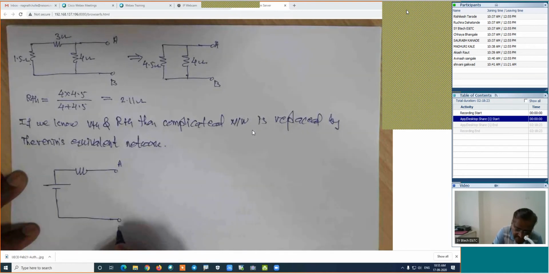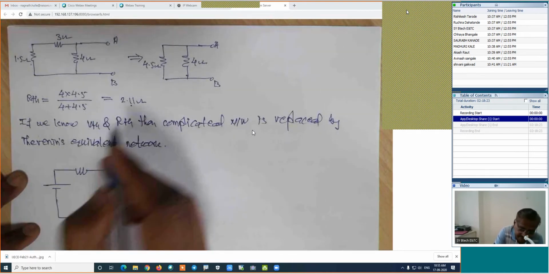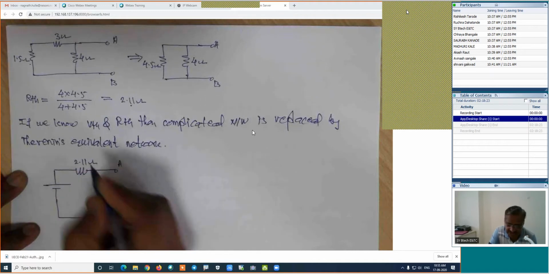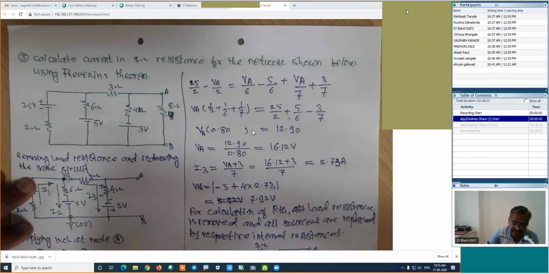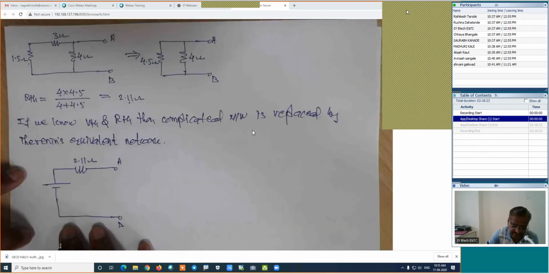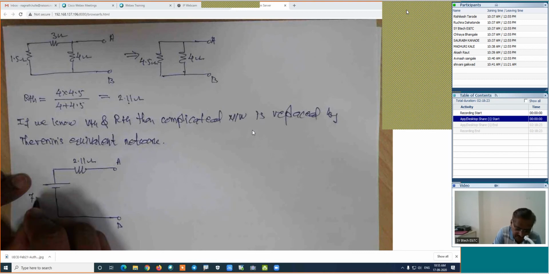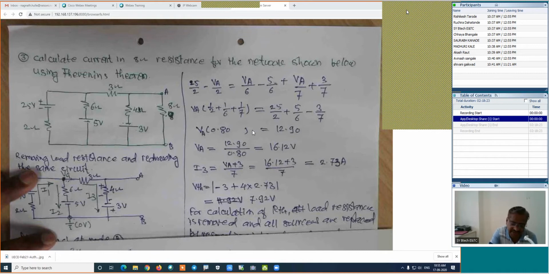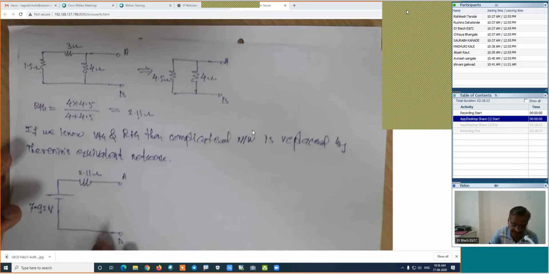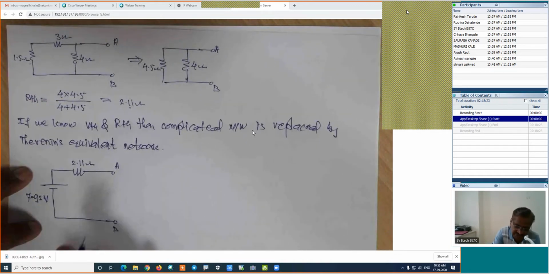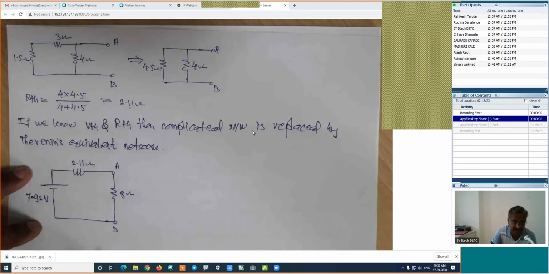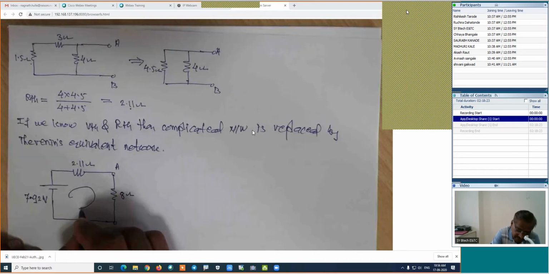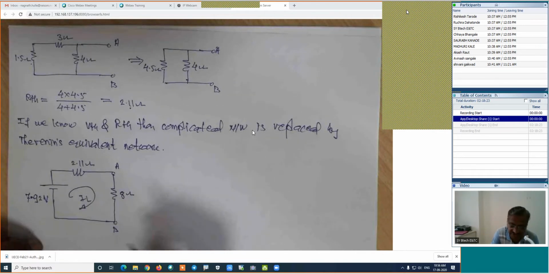This is A and this is B. RTH, we have calculated this value. It is 2.11 ohm. VTH, we have calculated its value. How much is the VTH? It is 7.92. This is 7.92 volt. And how much is the load resistance? It is 8 ohm. This is 8 ohm. This I will reconnect, the load resistance which is 8 ohm. Here it is the load resistance. This is 8 ohm. And now calculate the current in the respective branch which is IL.